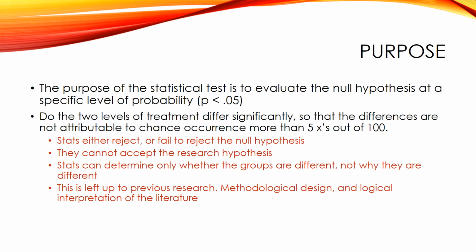So the purpose of the statistical test is to evaluate the null hypothesis at a specific alpha level. P equal to 0.05 or 0.01 are the two most common. And then the question you're going to ask is, do the two levels of treatment differ significantly, so that the differences are not attributed to chance? If it's 0.05, we have already talked about that. It's that chance could occur no more than 5 times out of 100.